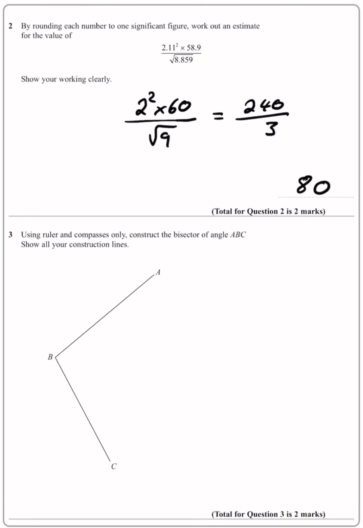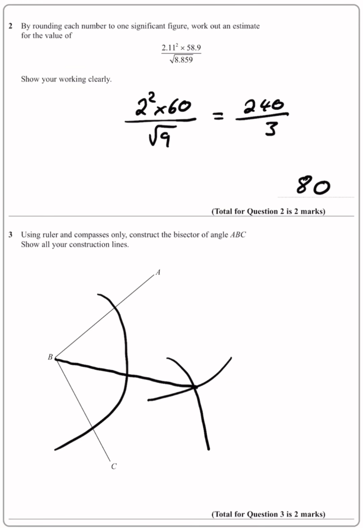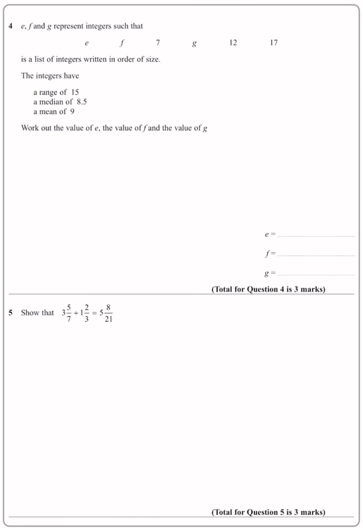Question 3, usual apologies for the appalling standard of my diagram. I don't have a pair of compasses I can use on the screen, but your graph should look something like that, with those construction lines and a line that bisects the angle.